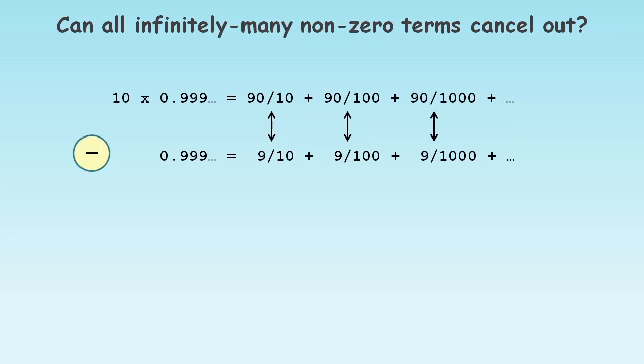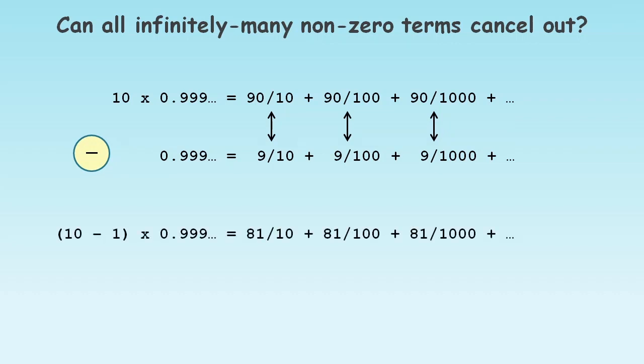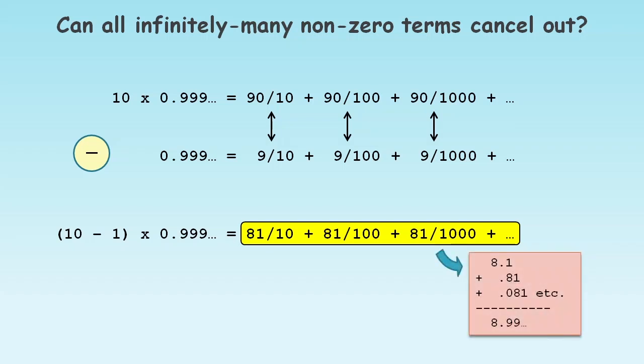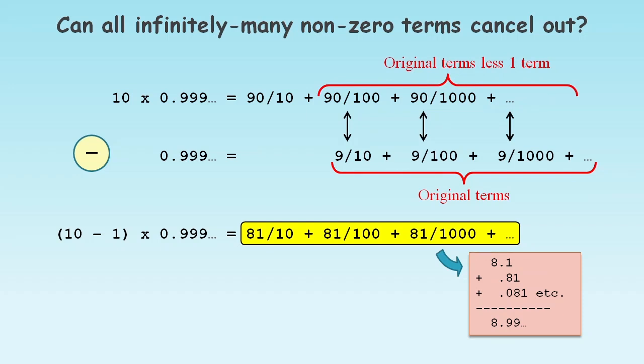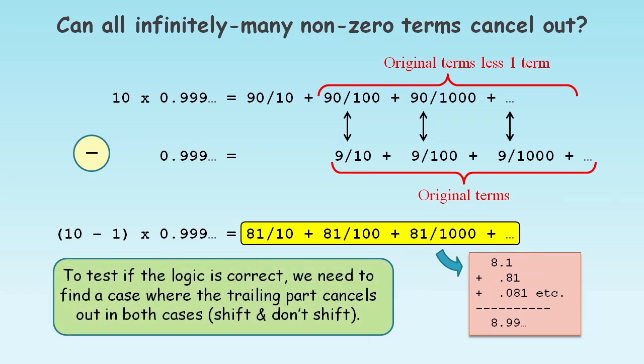terms. Now we do the subtraction, and the resulting series on the right-hand side is 81 over 10 plus 81 over 100 and so on. It is not the number 9. This would appear to correspond to 8.9 recurring in decimal form. In order to get 9, as in the so-called algebraic proof, we would have to shift the terms, breaking the one-to-one correspondence. And we would have to believe that we can match all the original terms with one less than all the original terms. But can we really do this? We could test if this logic is correct if we could find a case where the trailing part cancels out in both scenarios, when we shift the terms and when we don't shift the terms.